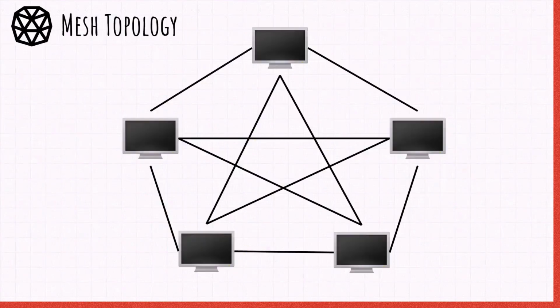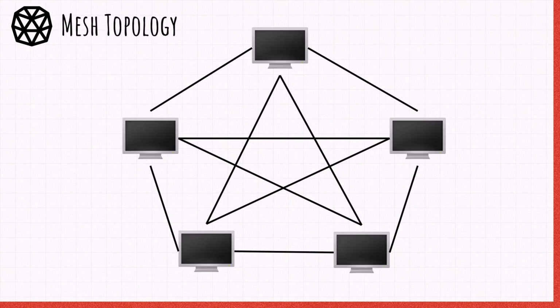Mesh topology is a network configuration in which each device is directly connected to every other device, creating an extensive web of interconnected links. Now, there are two primary variations of mesh topology. We have full mesh and we have partial mesh. Now, in a full mesh topology, every device is connected to every other device on the network. This configuration results in a high degree of redundancy, but also requires a significant number of connections, especially as the network grows.